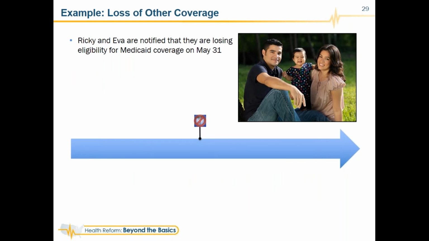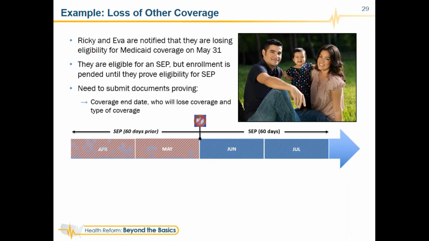Next, we're going to look at Ricky and Ava, and they're told that they're going to lose Medicaid on May 31st. They're eligible for an SEP, but enrollment is pending until they prove eligibility for this SEP. So in other words, SVI, right? They need to submit documents proving coverage end date, who will lose coverage, and the type of coverage they had.